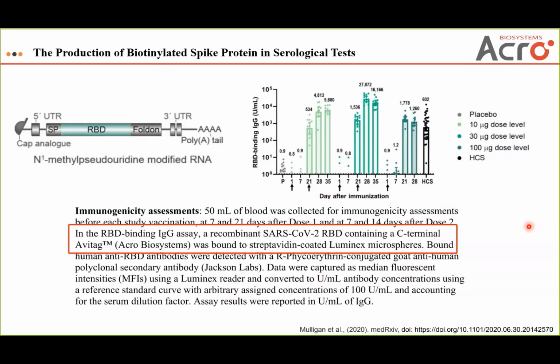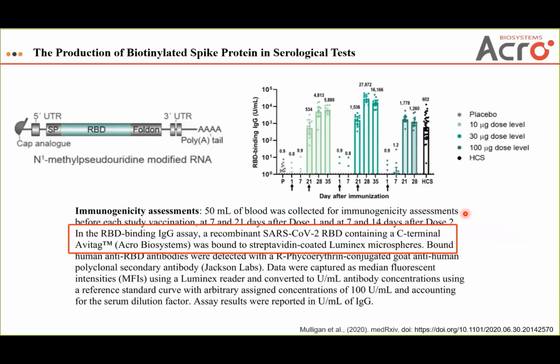Acro's biotinylated SARS-CoV-2 antigen products are also used to detect vaccine-induced antibody titers. In a paper published by Pfizer and BioNTech, they reported the results of the phase 1-2 study of their mRNA vaccine with the name of BNT162b1. In this study, the researchers used the Acro's biotinylated SARS-CoV-2 antigen to detect the RBD binding IgG concentrations from 10 or 30 microgram dose recipients.